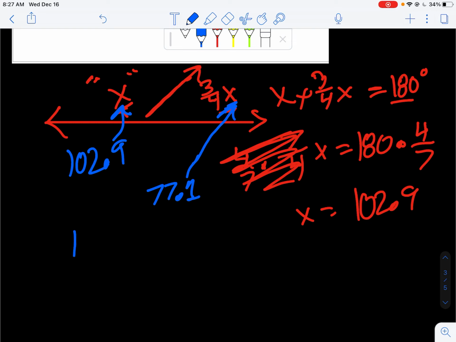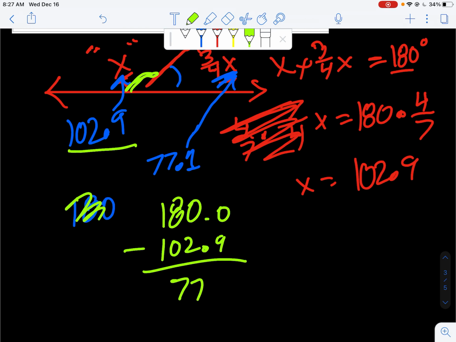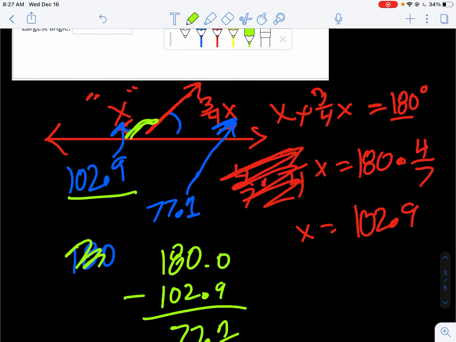Another way we can find what this angle measure has to be is if we know the whole thing is 180, and we know that, I should probably change colors here. If we know the whole thing is 180, what I just did is fine. You could stop there, turn off the video, whatever. But if you want to double check, if you know the whole thing is 180, and you know that this side is 102.9, and we subtract these things, then we will get 77.1. So there's kind of a quick check there to make sure that we're on the right track.